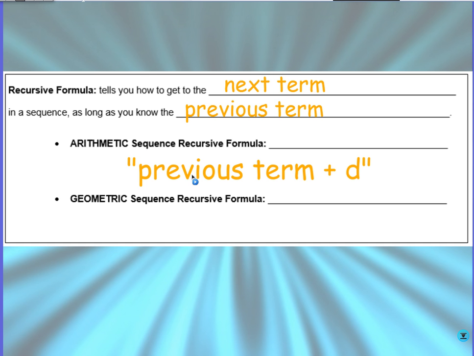Using our notations, the arithmetic recursive formula is going to look like this. So to get to any term in a sequence, so a sub n, we are going to use the previous term, a sub n minus 1, and then we will add d, the common difference, to it.